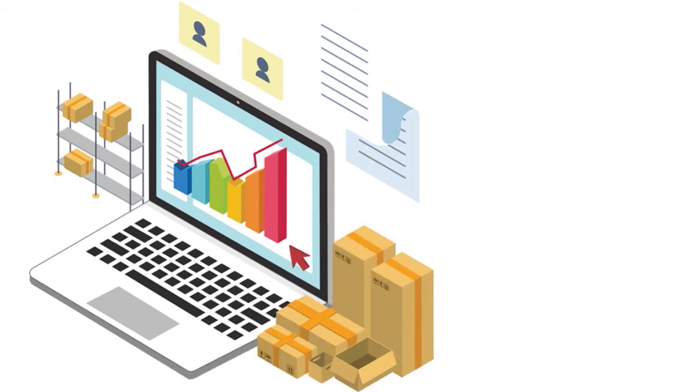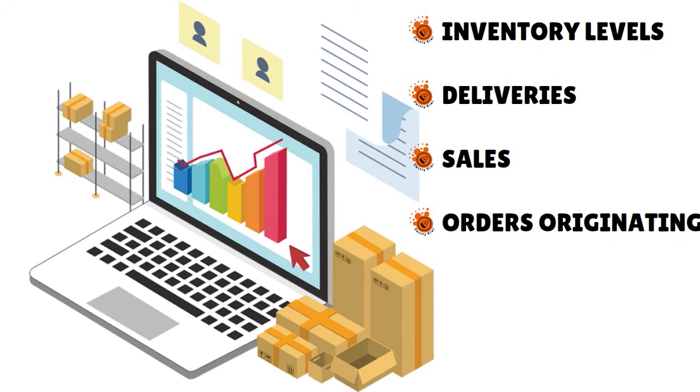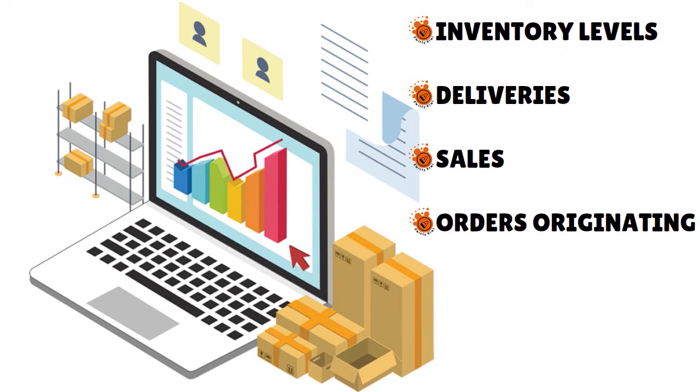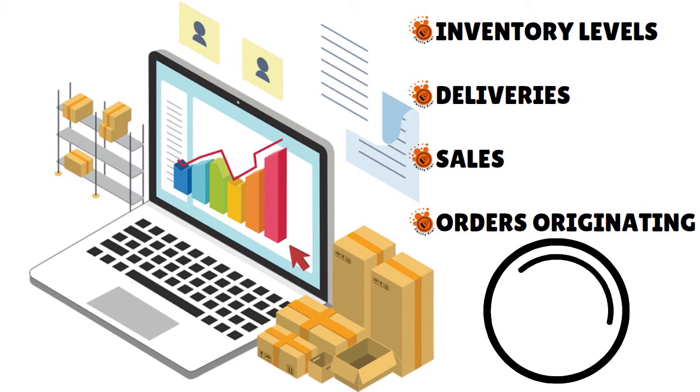For a lot of reasons. You want to track your inventory levels, deliveries, sales, and orders originating from your Amazon sales channels. Okay, because the bottom line is you want to reduce your carrying cost. You want to mitigate fees. You want to synchronize inventory across all of your listings. And this is important. And you can't do this manually. You cannot. It's just impossible.